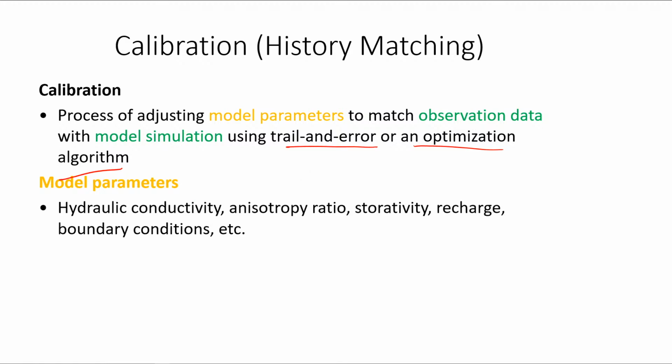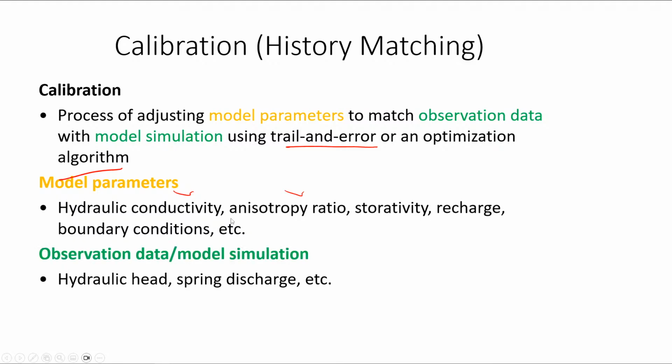What are the model parameters that we can play with? That could be the hydraulic conductivity, the shape of the zones or the value of the zones, or whatever methods I'm using to estimate my hydraulic conductivity. We generally like creating these zones. This is just one way to represent the hydraulic conductivity, but there are so many other ways. Anisotropy ratio, between K in this direction versus K in this direction versus K in this direction. Storativity, recharge, boundary conditions. So these are the model parameters.